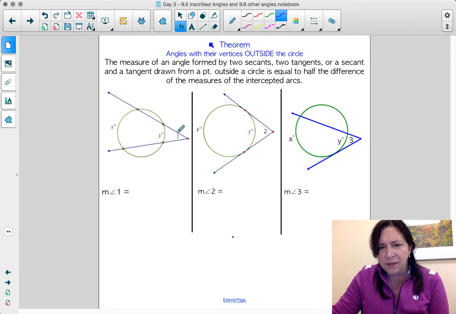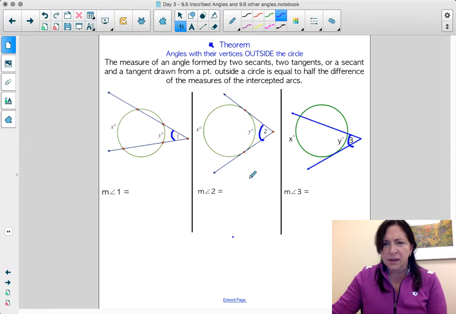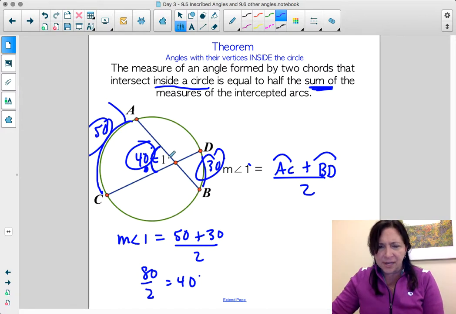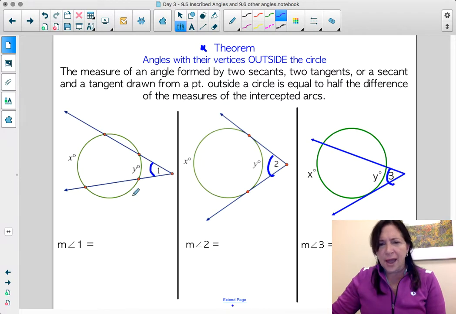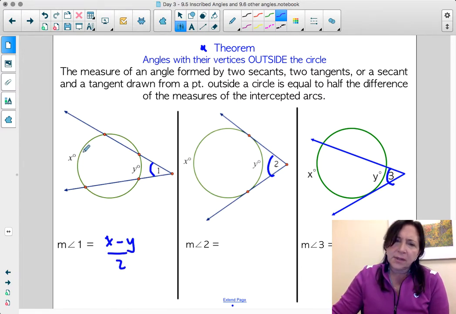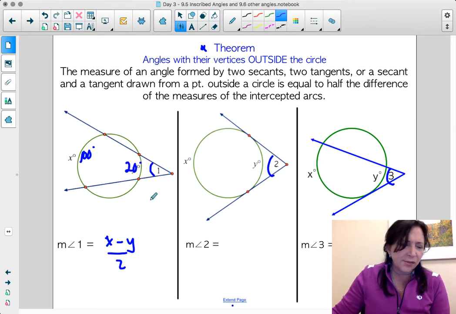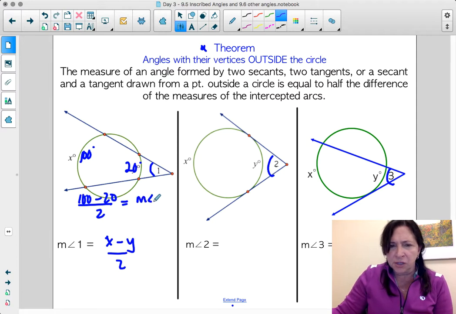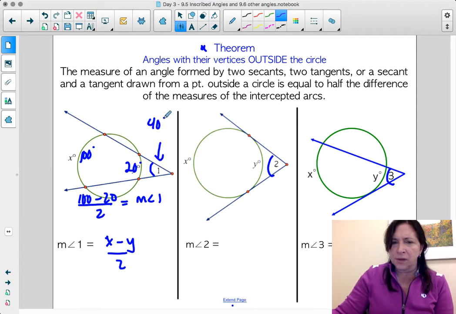But one thing to notice is that the angle that I'm trying to find is outside my circle, whereas in the last example, the angle that I was trying to find was inside my circle. So the ones that are outside my circle, you're subtracting. So you're going to go x minus y divided by 2. For example, let's say this is 100 degrees here and this is 20 degrees here. In order to find angle 1, which is outside, you're going to go 100 minus 20 divided by 2 is equal to the measure of angle 1. So 80 degrees divided by 2, which is 40. So therefore, angle 1 would be 40 degrees.